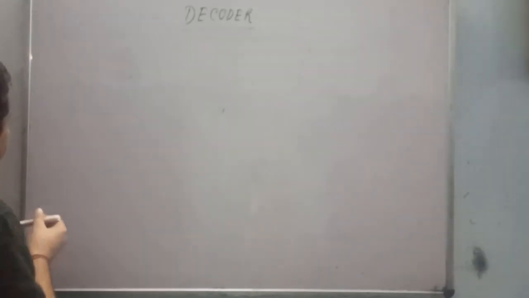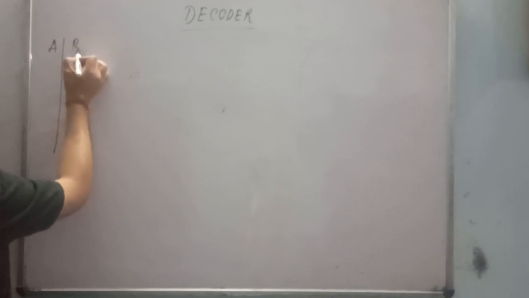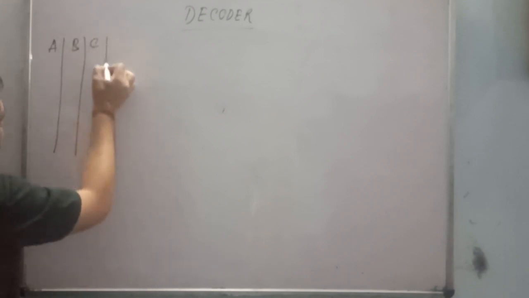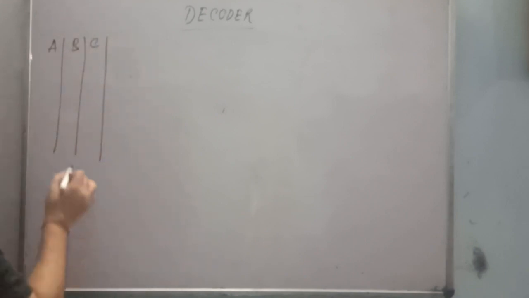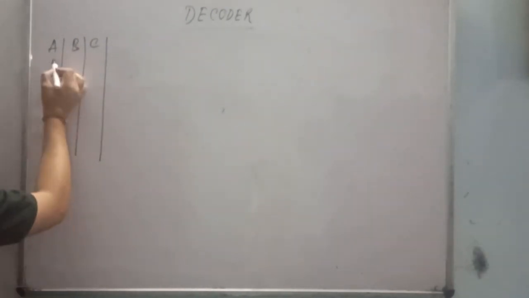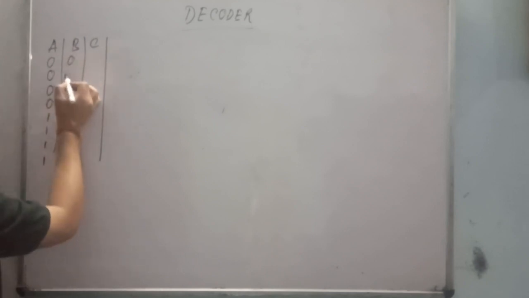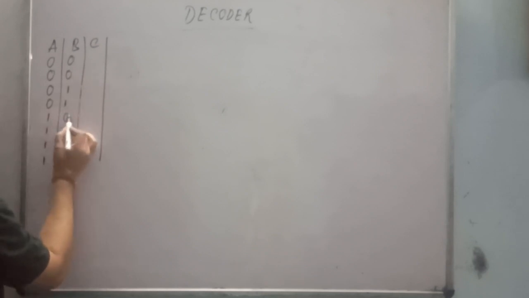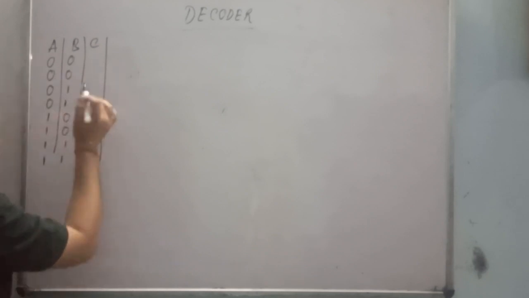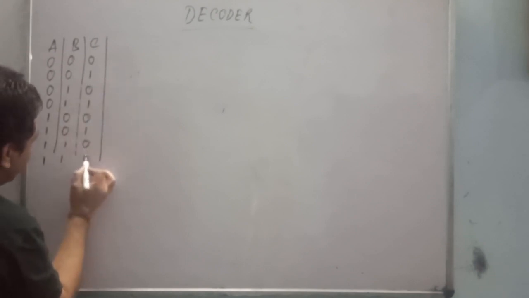So just a moment. I'm just drawing the truth table A, B and C. Understand? So there are the 3 variables. So how many combinations? 8 combinations of the truth table. So 1, 2, 3, 4, 0. 1, 2, 3, 4, 1. 2, 0, 2, 1, 2, 0, 2, 1. 0, 1, 0, 1, 0, 1, 0, 1.